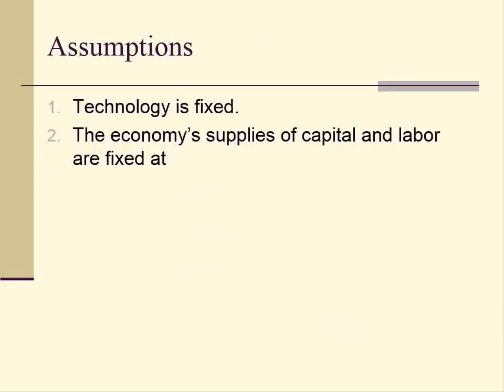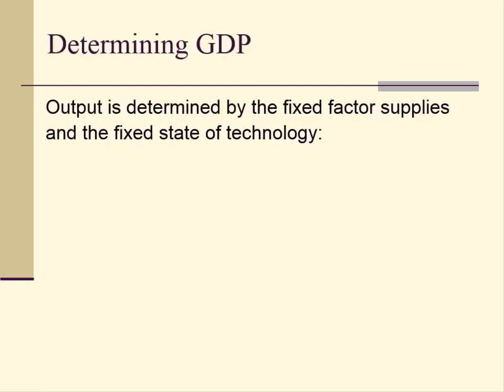Now let's continue with our simple model. In this simple model, we start by making the following assumptions. 1. Technology is assumed to be fixed. And 2. The economy's supplies of capital and labor are fixed at K equals K bar and L equals L bar. That is, these are specific values of the two variables K and L. Then, output is determined by the fixed factor supplies and fixed state of technology. That is, Y bar equals f of K bar and L bar.